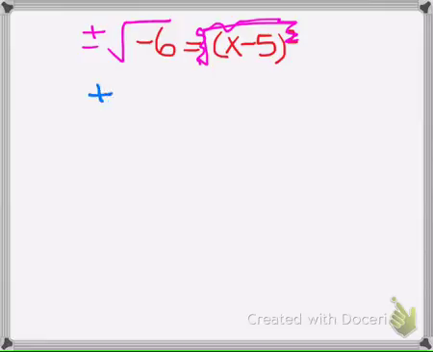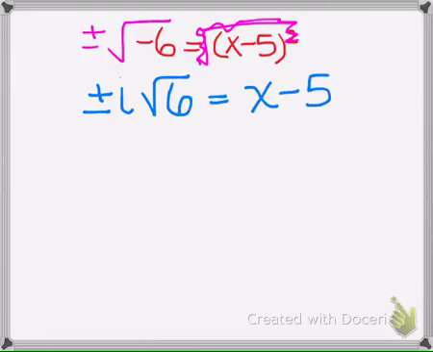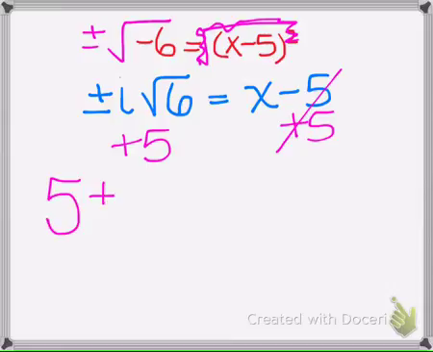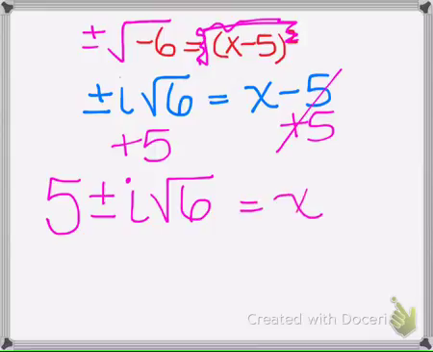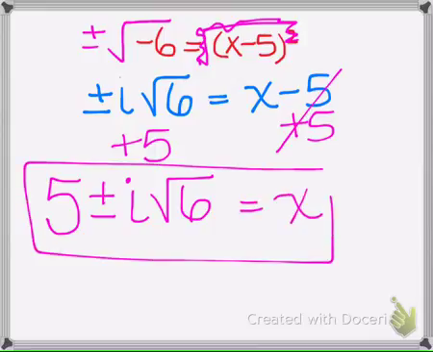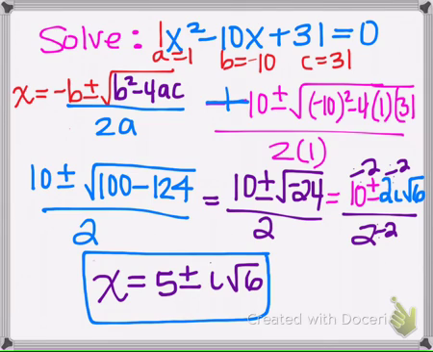So now we have this, which the square root of negative 6, that can be simplified to this. And then we would add 5. So I'm going to put the real number first, and then the radical, because it has an i, second. And that is our solution using completing the square, which is exactly what we got here, but this method was using the quadratic formula.